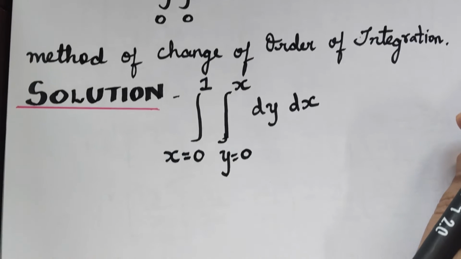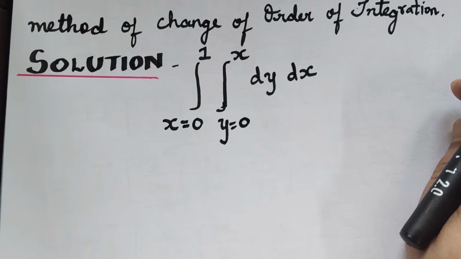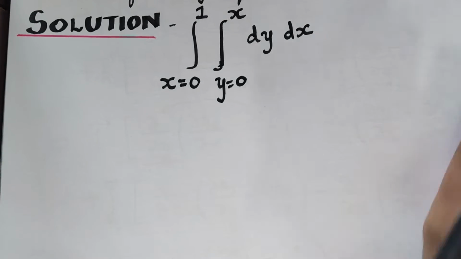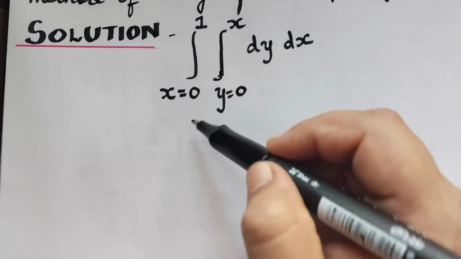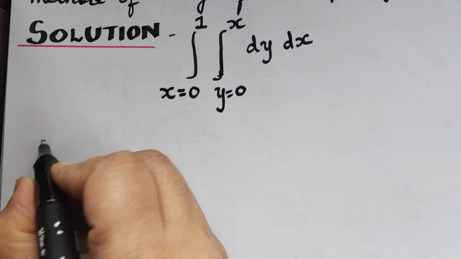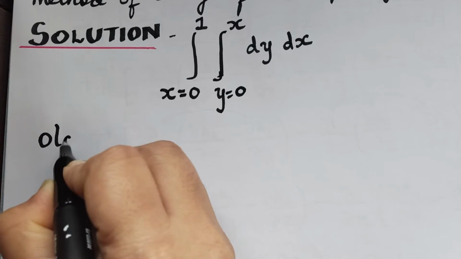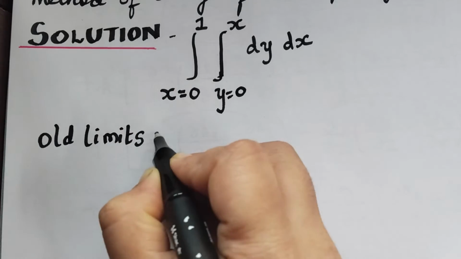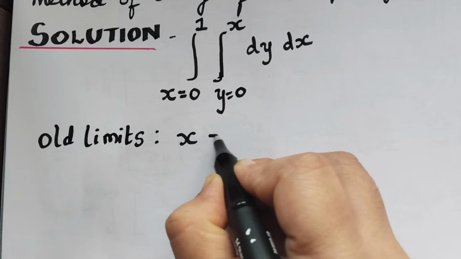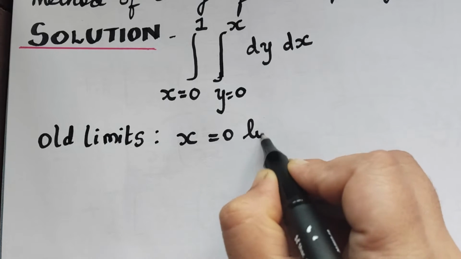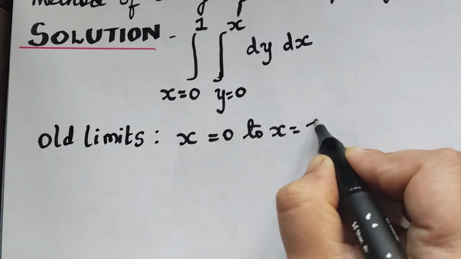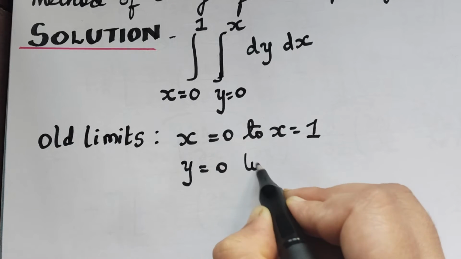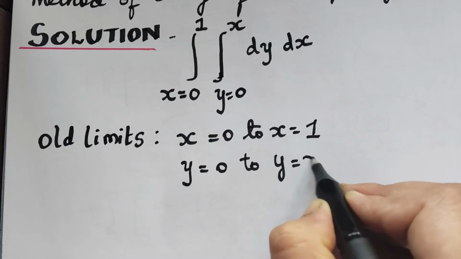In order to do so, first we need to sketch the region of integration. How to sketch the region of integration? For that, first we have to write the limits. What are the limits given? We will name them the old limits. For x, it is x equal to 0 to x equal to 1. For y, it is y equal to 0 to y equal to x.